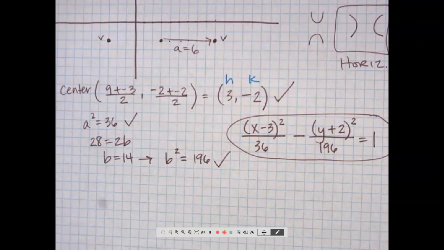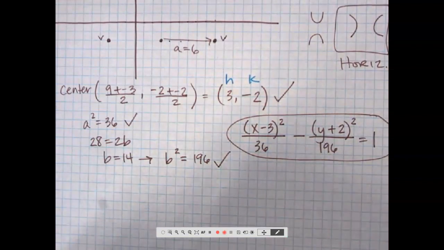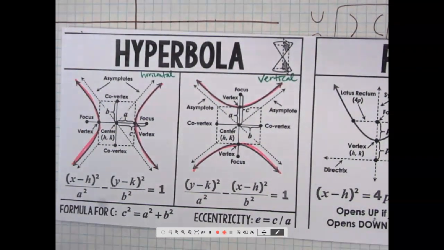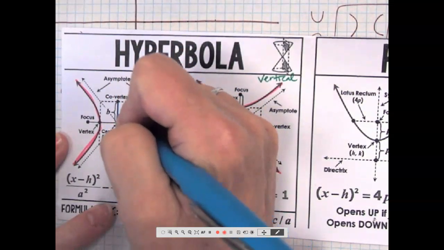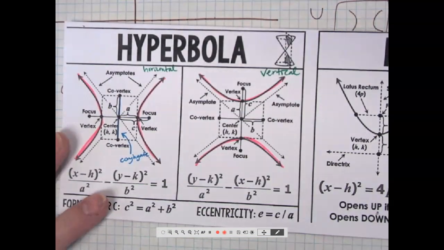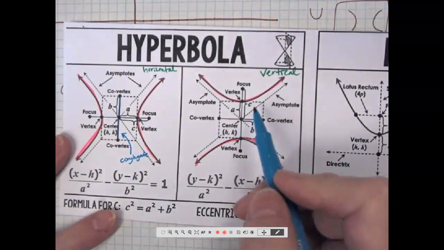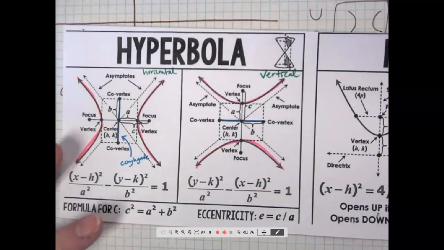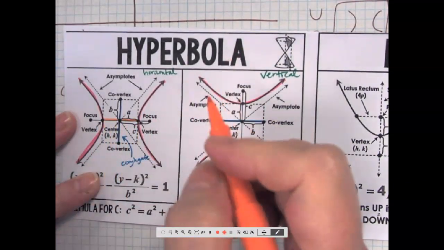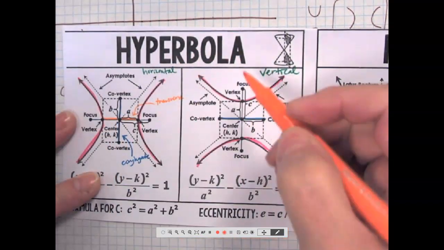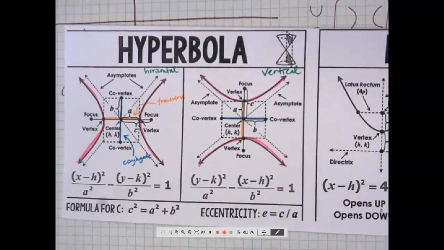Transverse, yes. So if you're adding that to your formula sheet, yeah, they're not on here. Conjugate is between covertices, so there's your conjugate. And then the other one is your transverse. Over here, this is conjugate. And then your transverse would be here. I'm running out of room. It's like that. So transverse is 2A, conjugate 2B. You got it.